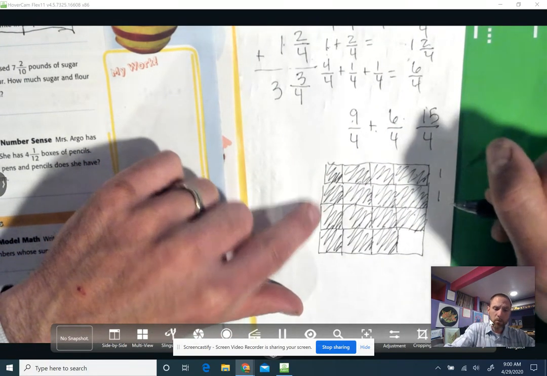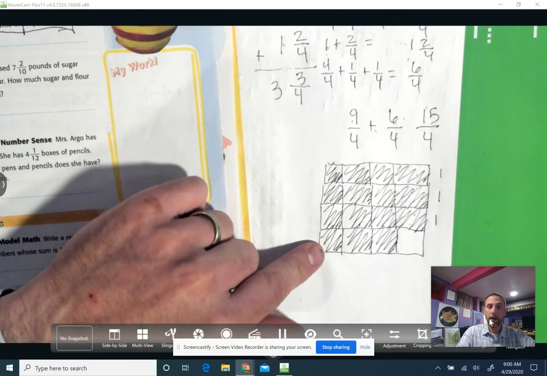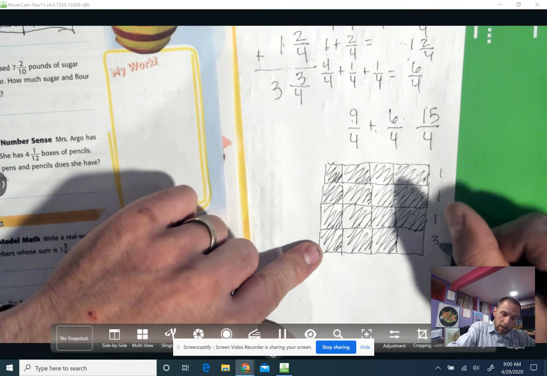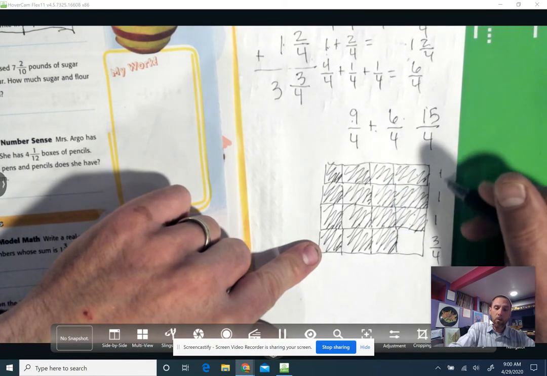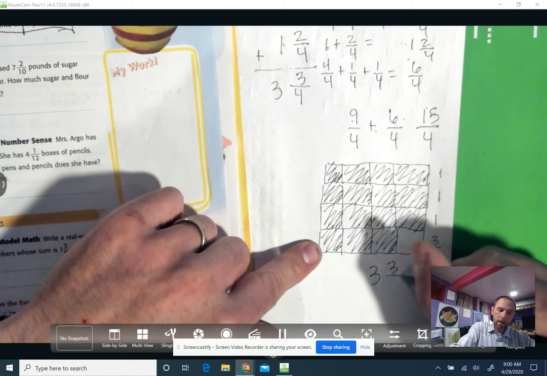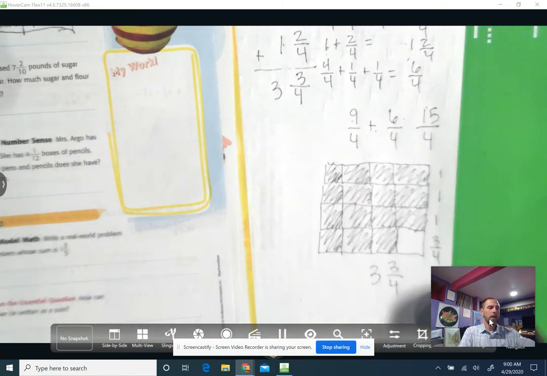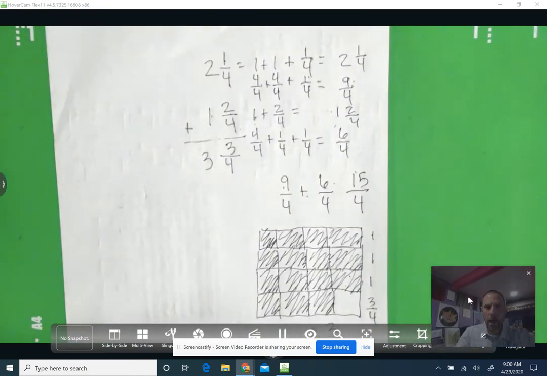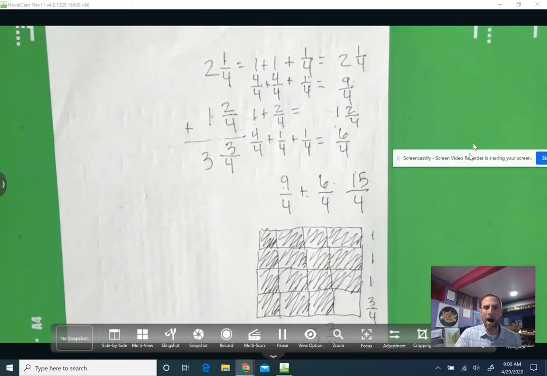Another 4/4 is 1. Another 4/4 is 1. And then we have our 1, 2, 3/4. You add those together, you get 1, 2, 3, and 3/4. Okay, so this is the long, drawn out explanation of why.